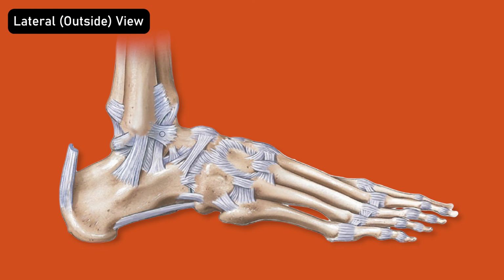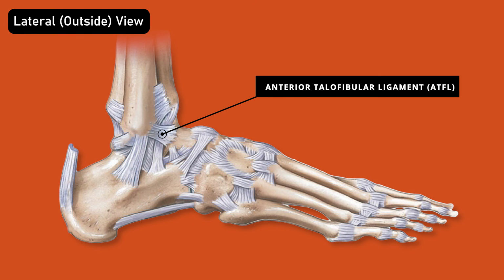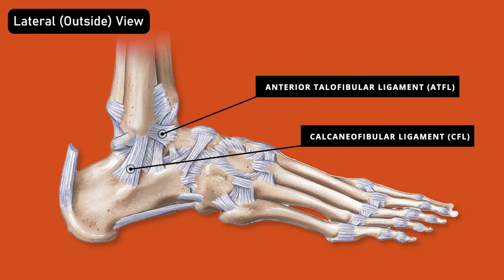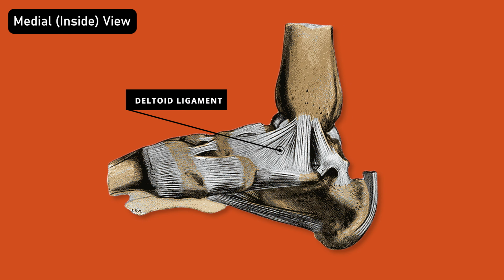There are 3 ligaments and 3 muscles that bear the brunt of most ankle injuries. The most important ankle ligaments, in order from most commonly to least commonly injured, are the anterior talofibular ligament, or ATFL, the calcaneofibular ligament, or CFL, and the deltoid ligament.